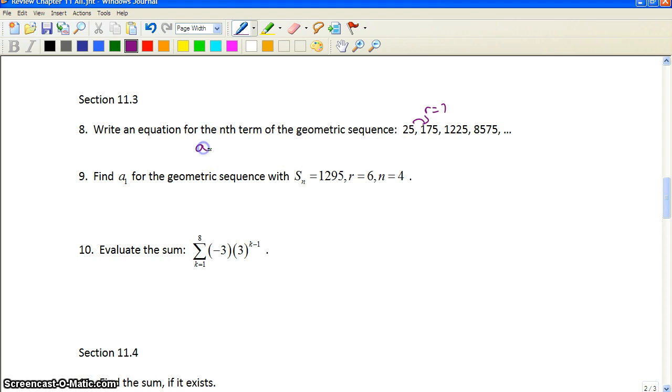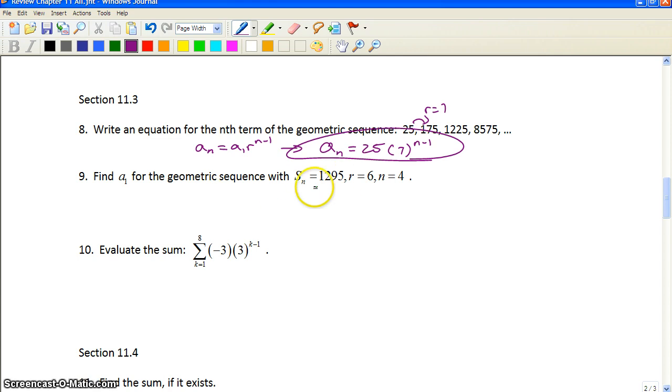But I know that with a geometric series, or sequence, this is our closed form, or our equation relating to the nth term. So I'm going to start putting stuff in. A sub n equals 25 times r, which is 7, to the n minus 1 power. There you go. We're done. Barbecue pork.